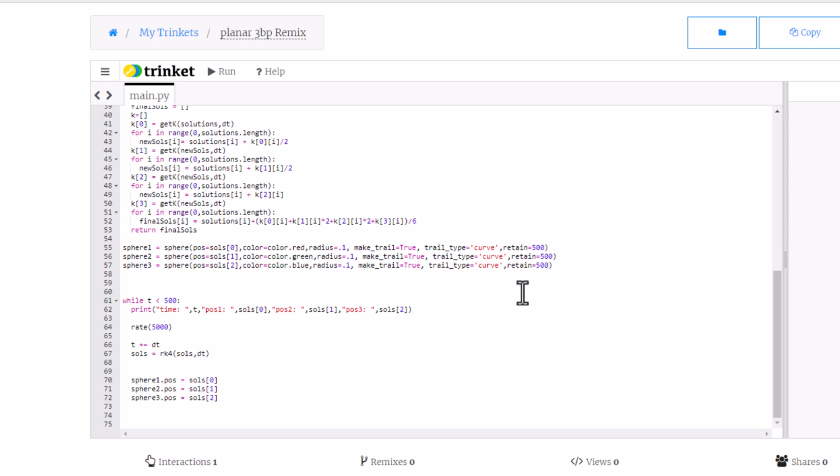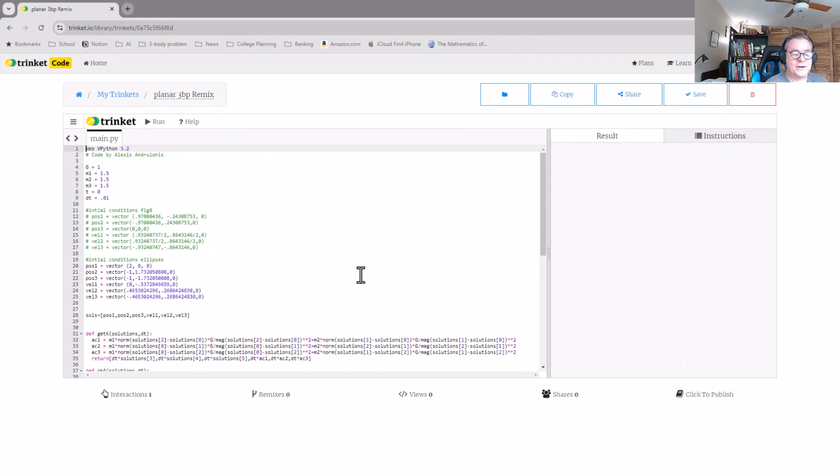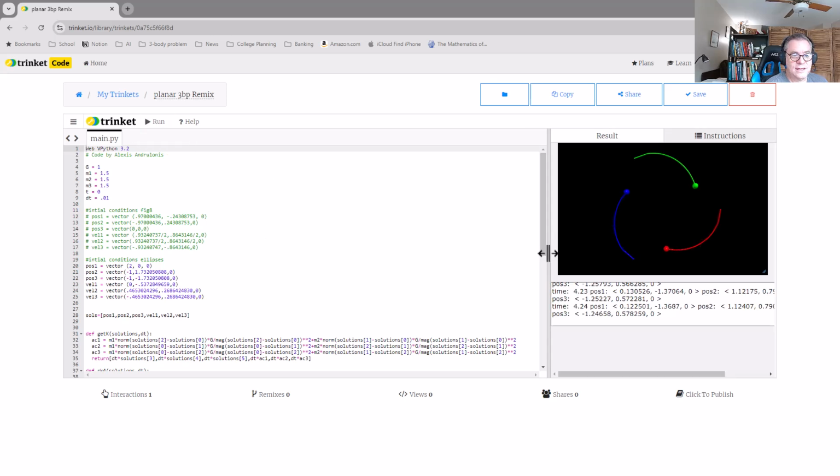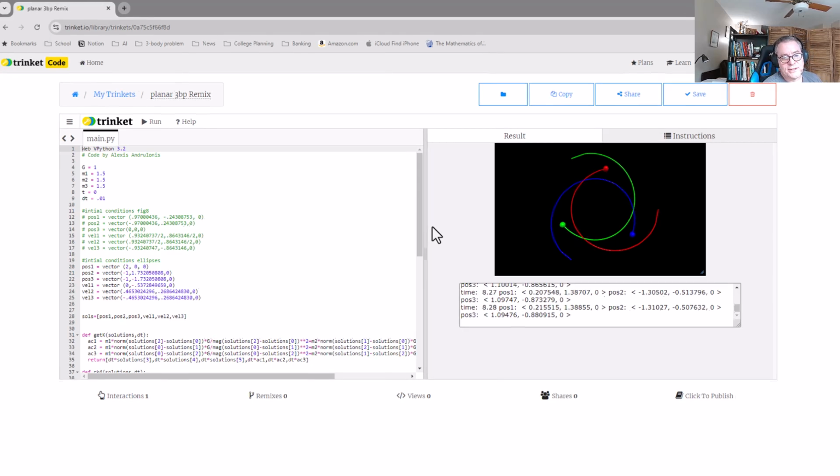well, it's obviously different, and honestly, it looks a lot shorter. She's a better programmer, for sure. So let's run that. So there it goes.